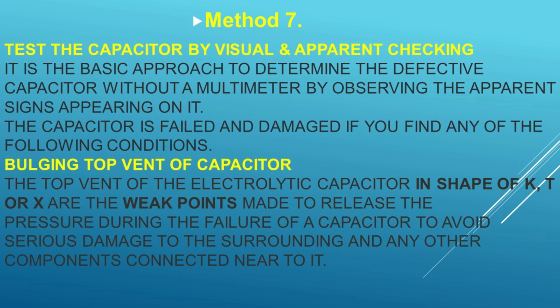Example: suppose we are going to test a 16 V, 470 μF capacitor. If the supply voltage is 9 V, then 5.7 V is 63.2% of the supply voltage. We will connect the capacitor to the battery for charging and start the stopwatch. When the meter shows 5.7 V, we will stop the stopwatch. Suppose the stopwatch shows 4.7 seconds of time duration.